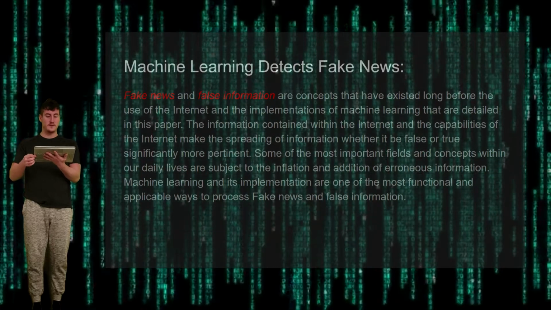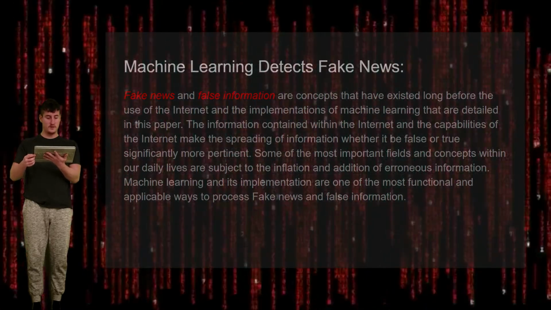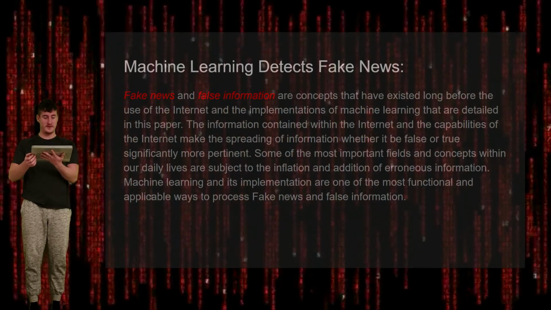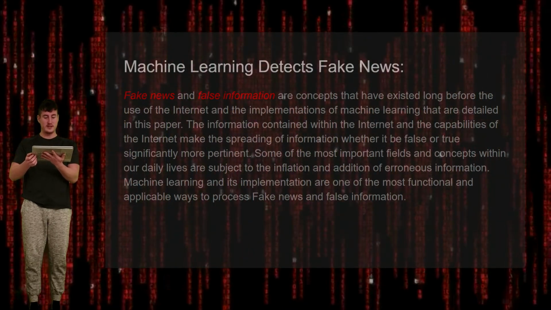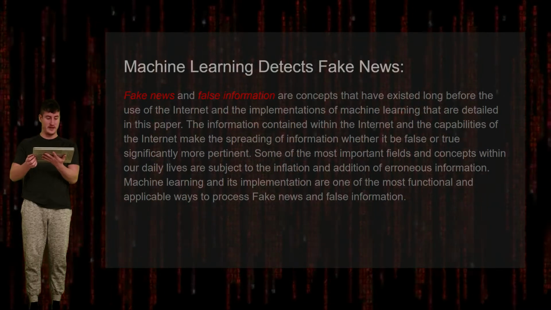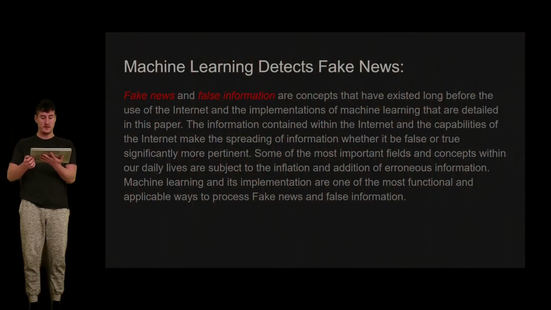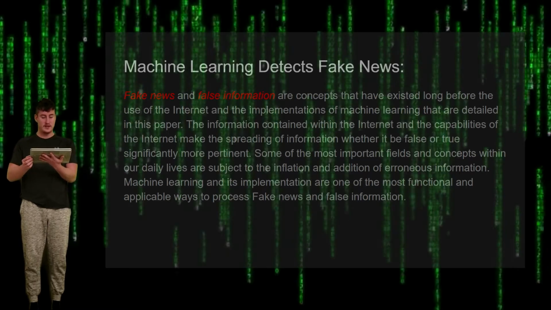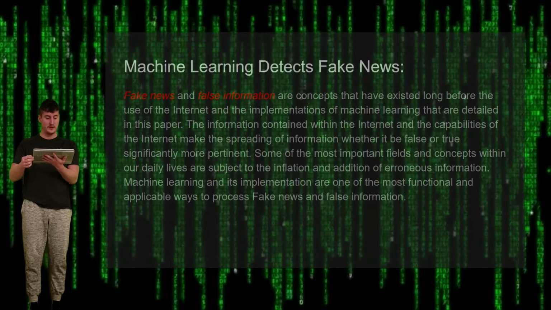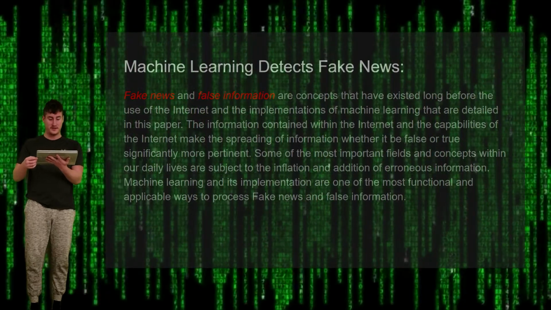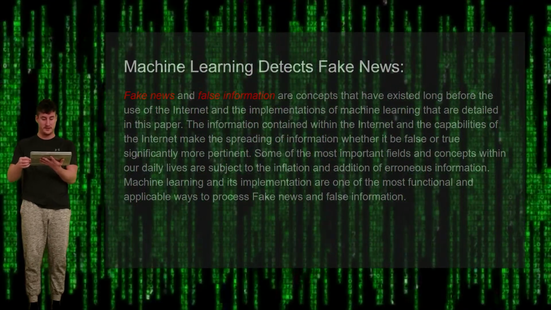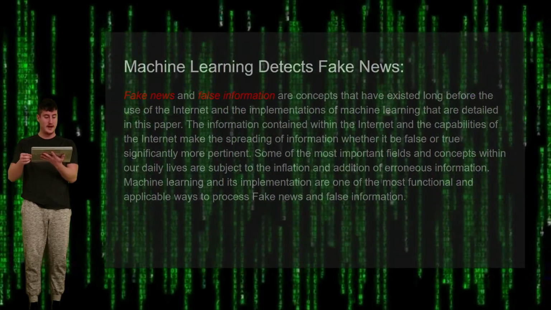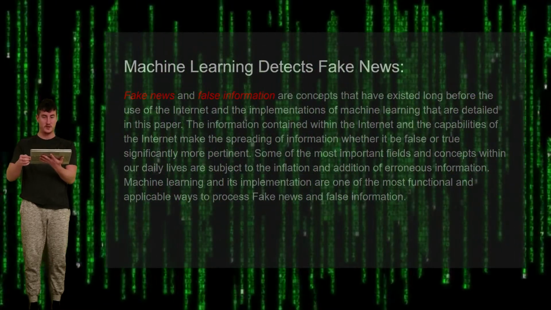Fake news and false information are concepts that have existed long before the use of the internet and the implementations of machine learning that are detailed in this project. The information contained within the internet and the capabilities of the internet make the spreading of information, whether it be false or true, significantly more pertinent. Some of the most important fields and concepts within our daily lives are subject to the inflation and addition of erroneous information. Machine learning and its implementations are one of the most functional and applicable ways to process fake news and false information.